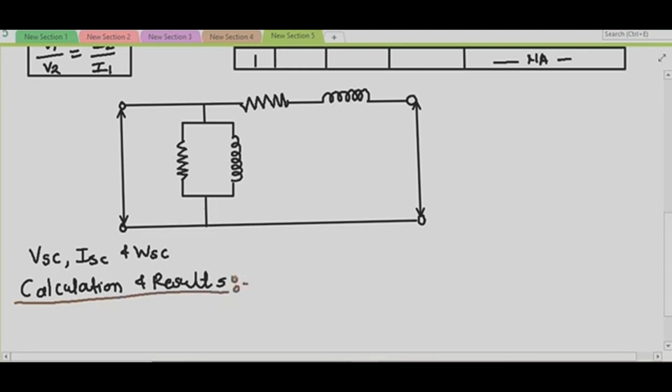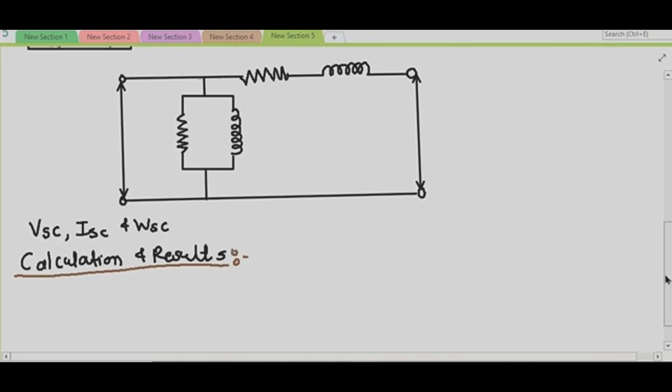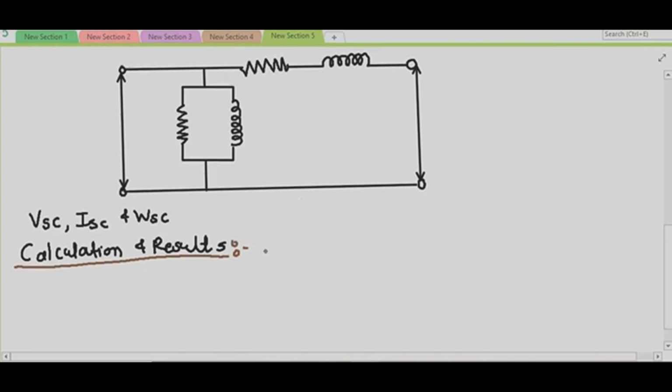The current in both the windings being the full load current, the wattmeter reading gives us the full load copper loss of the transformer, right? As the full load currents are flowing through the circuit, your WSC will give me the full load copper loss.